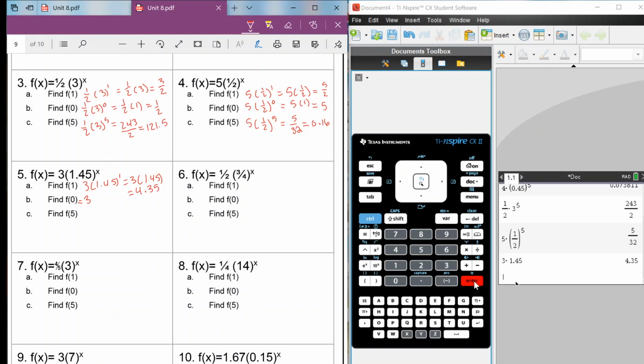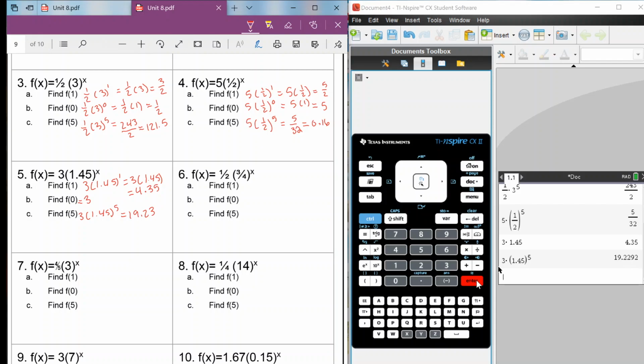If you're not sure how I'm getting that, look back up at 1 through 4. And then f of 5, we're going to do 3 times 1.45 to the 5th power. So 3 parentheses 1.45. Oh, I think I forgot to put that parenthesis in there. There, 3 parentheses 1.45 to the 5th power. And I'm going to round it to 2 decimal places, so that is equal to 19.23.